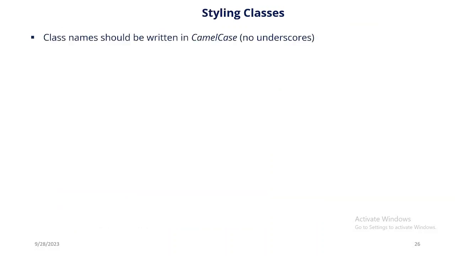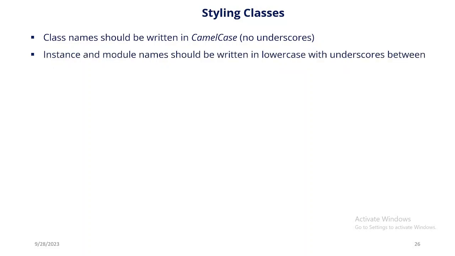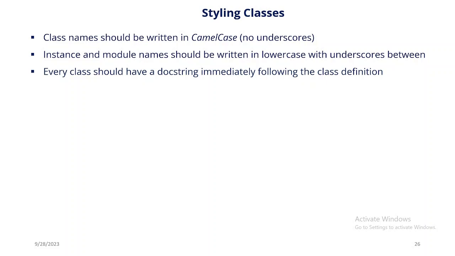Styling classes. Class names should be written in camel case, not like functions. Take note of the difference. Don't use underscores like functions. It is not a law, it's an admonition, and every other Python programmer who sees your program will understand them better if you follow this advice. Instance and module names should be written in lowercase with underscores between them.